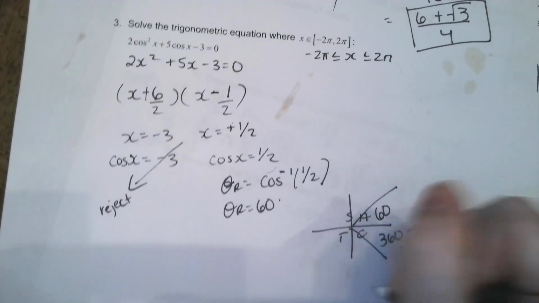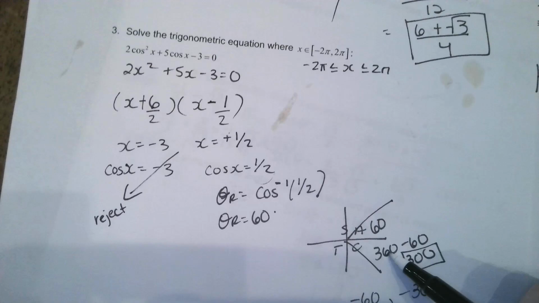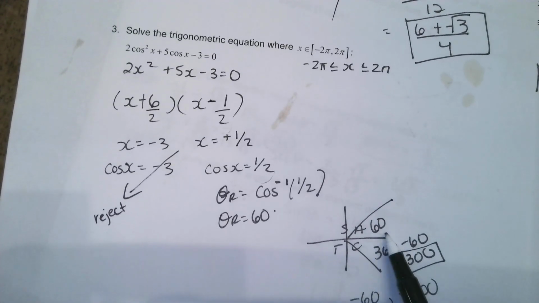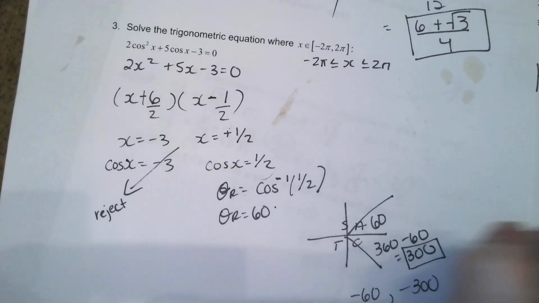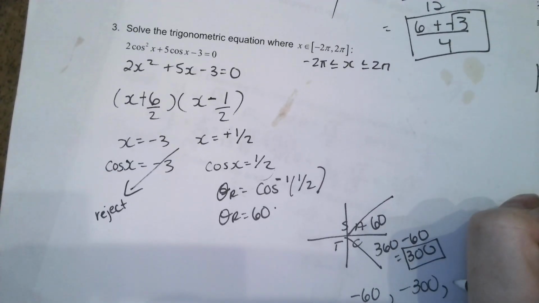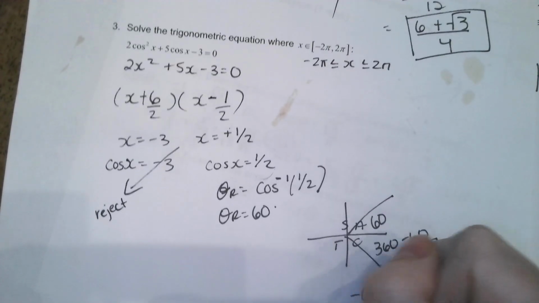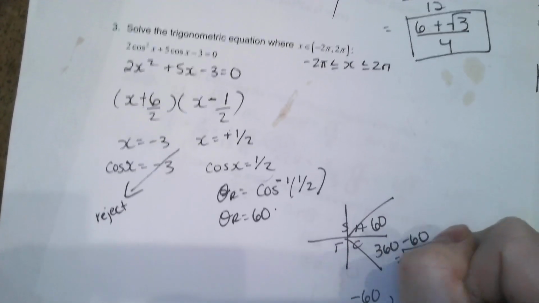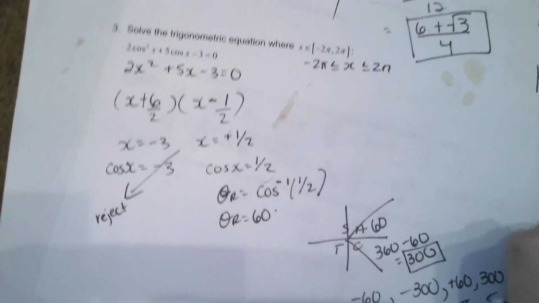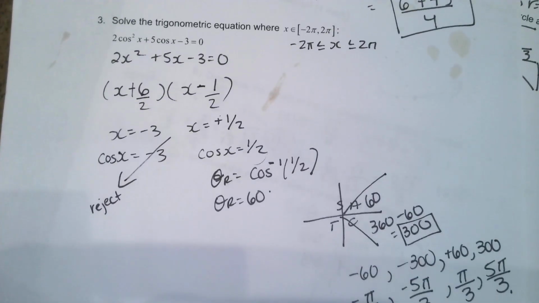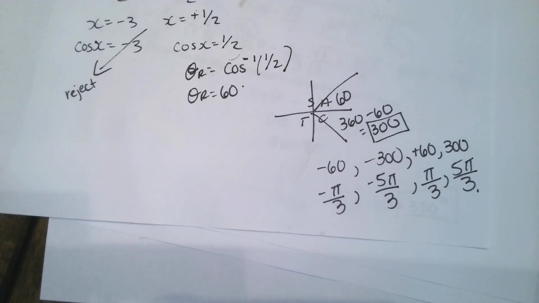The negative version would be negative 60 and negative 300. That is a coincidence that they worked out to be the same thing in the negative. Add or subtract 360 from both of these guys and you'll get them. So your options are negative 60, negative 300, positive 60, positive 300, and your final answer has to be in radians. So negative pi over 3, negative 5 pi over 3, positive pi over 3, positive 5 pi over 3. You can't see what I'm writing. Gorgeous. That's your final answer.